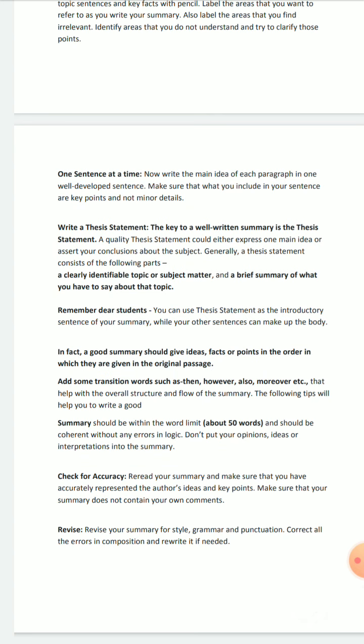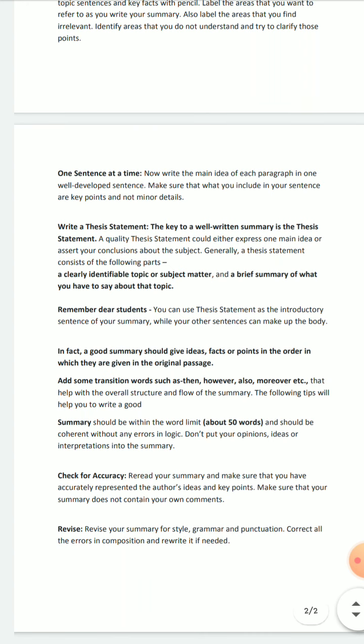Now write the main idea of each paragraph in one well-developed sentence. Now grasp the main ideas or the main concepts of the passage. After that, what will you do? Write one line each, one developed sentence related to each paragraph. Make sure that you include in your sentence all the key points.